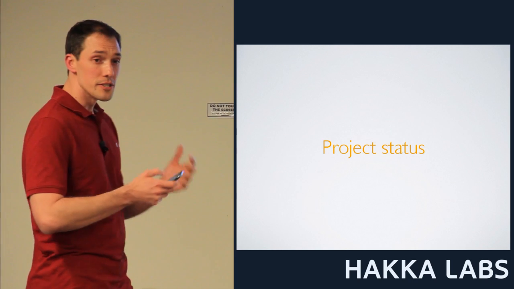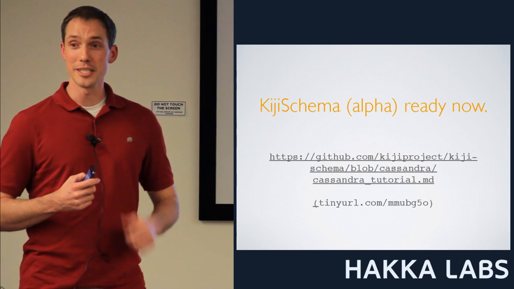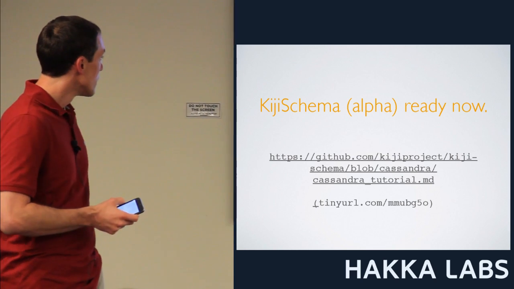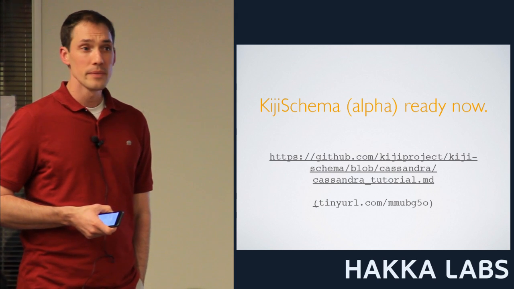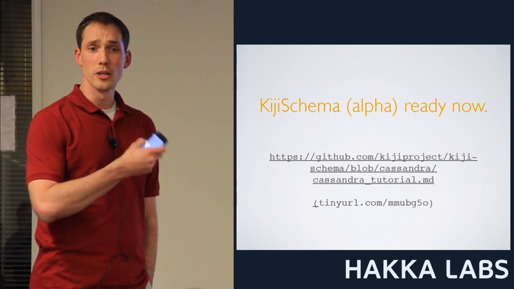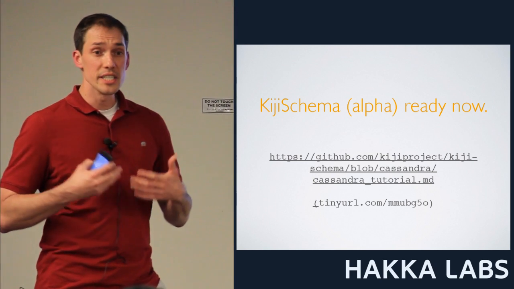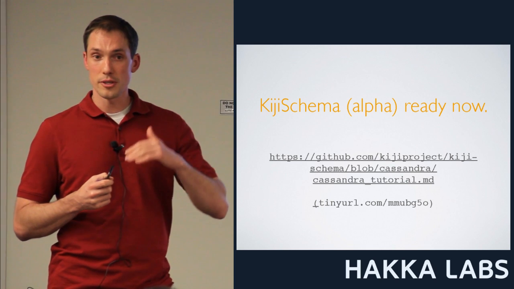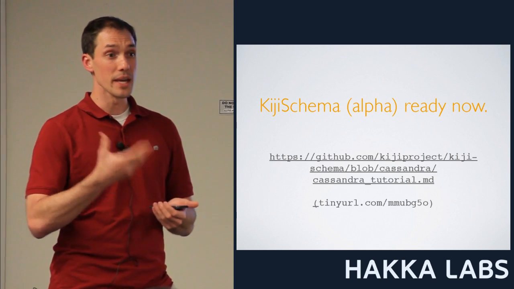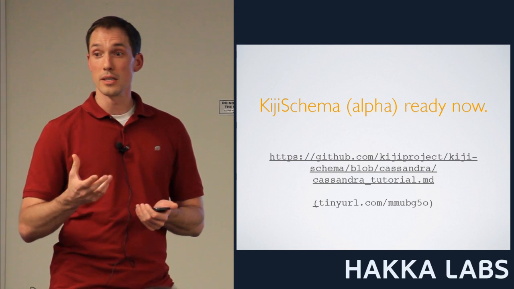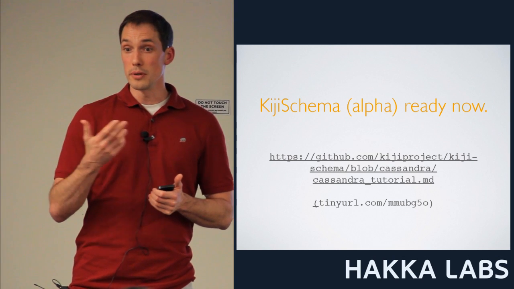All right, so the status of the project. We have an alpha version of Kiji schema that's available now. This URL is a little long, so I'll send this out to the list or post it on the website for the meetup. But you can download this now. We have a version of our Kiji bento box that supports Cassandra. So you can download a tarball, just unpack it, run one command, and have a working cluster locally on your machine with Hadoop, Zookeeper, and Cassandra.